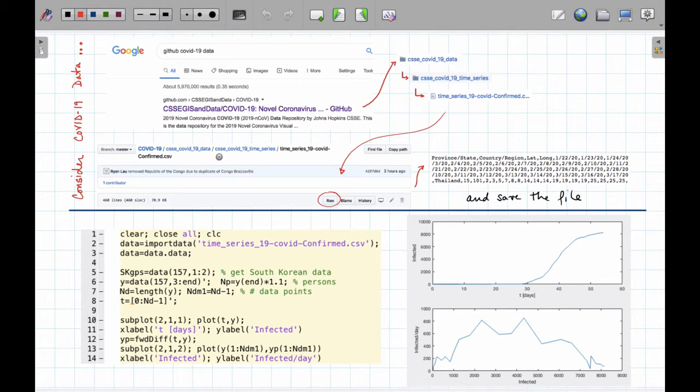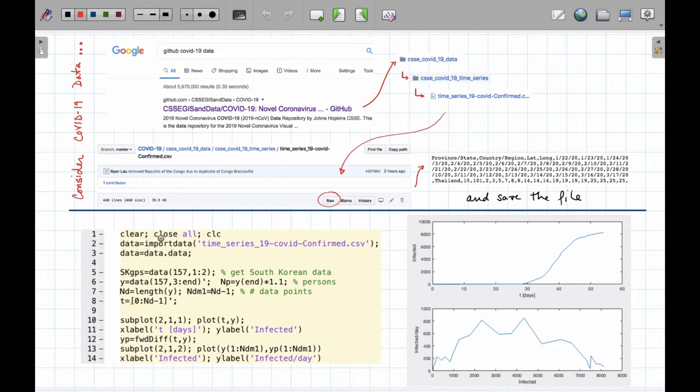And then once you're there, you're going to click on CSSE COVID-19 data, then go to the time series data, click on that, then go get the confirmed data, and then what you're going to want to do is click on raw, and what that will do is give you a raw data file that you can then save directly in your web browser onto your computer into the file where you've written your code, and then you can load that data directly into MATLAB using the import data command, which is quite handy.